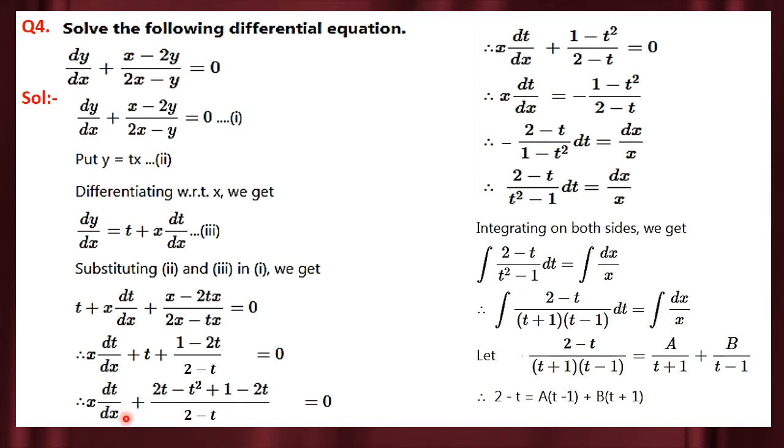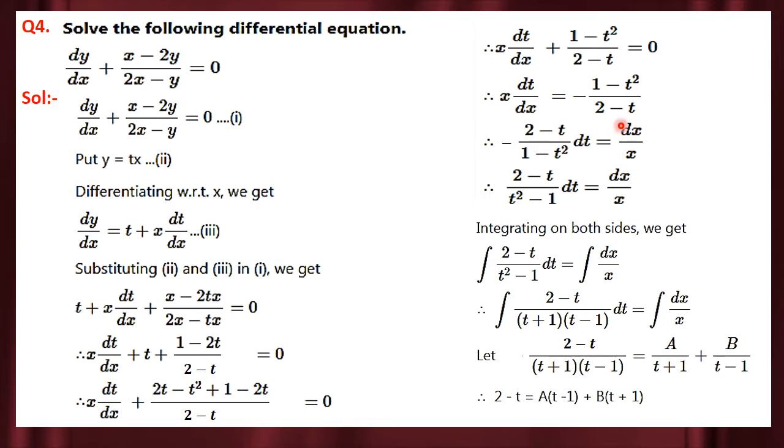Now x into dt by dx plus, cross multiplying, t into (2 minus t), that is 2t minus t square plus 1 minus 2t upon (2 minus t) is equal to 0. Now simplifying, we will get x into dt by dx plus (1 minus t square), because 2t minus 2t is cancelled. So (1 minus t square) upon (2 minus t) is equal to 0. Now we can take this (1 minus t square) upon (2 minus t) to the RHS, then it will become minus of (1 minus t square) by (2 minus t).